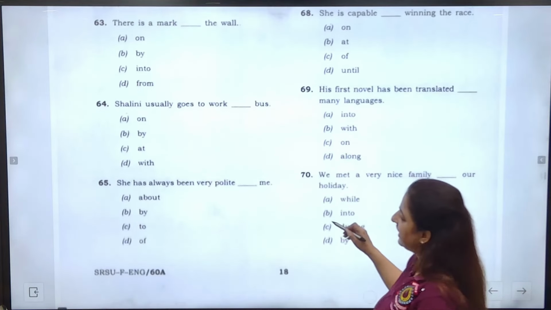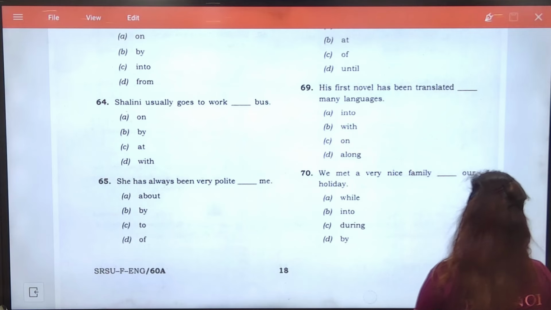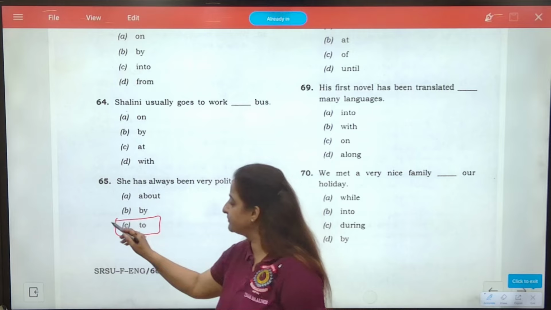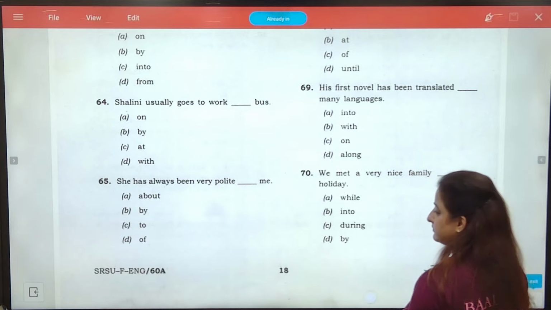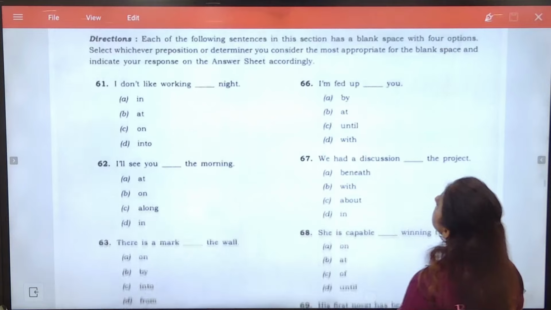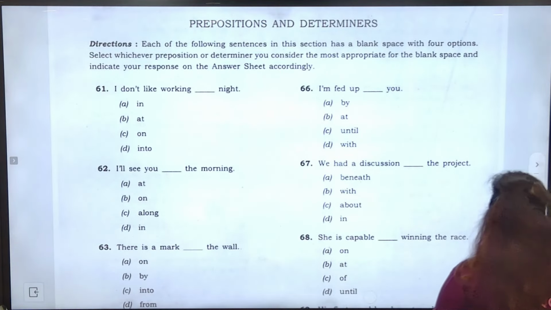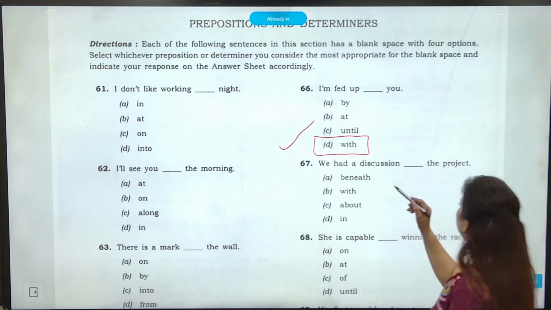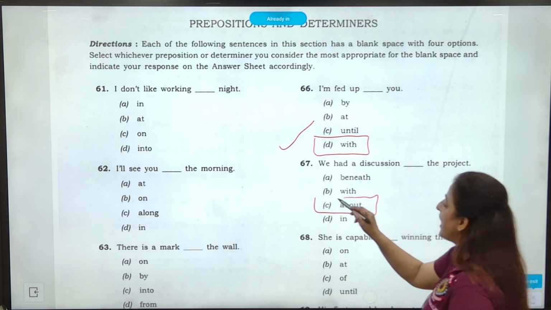Okay, question 65. She has always been very polite. What do you think? It is to me. Polite to me. I am fed up. You always fed up with something, no? It's like a fixed preposition. Fed up with you. We had a discussion dash the project. Discussion about the project.